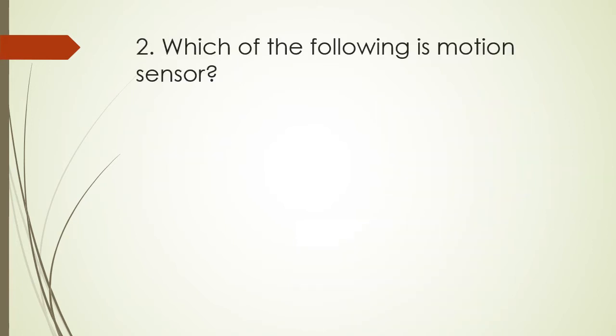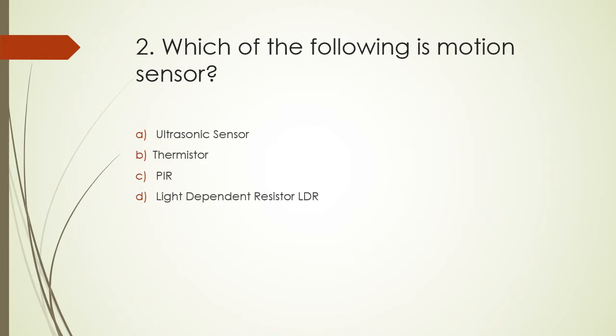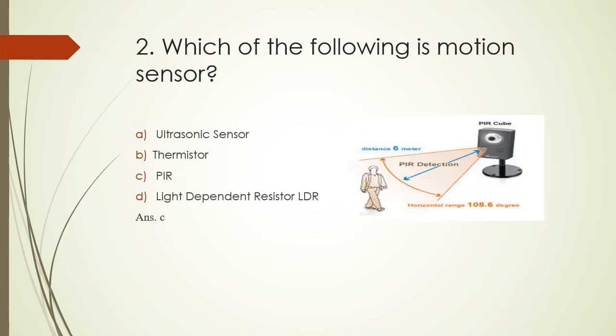Then the second question is, which of the following is a motion sensor? This question is very much related to the previous one. The options are ultrasonic sensor, thermistor, PIR and LDR. As discussed in the previous question, PIR is the sensor which detects human body motion, so obviously PIR is the motion sensor. That's why option C is the correct answer here.